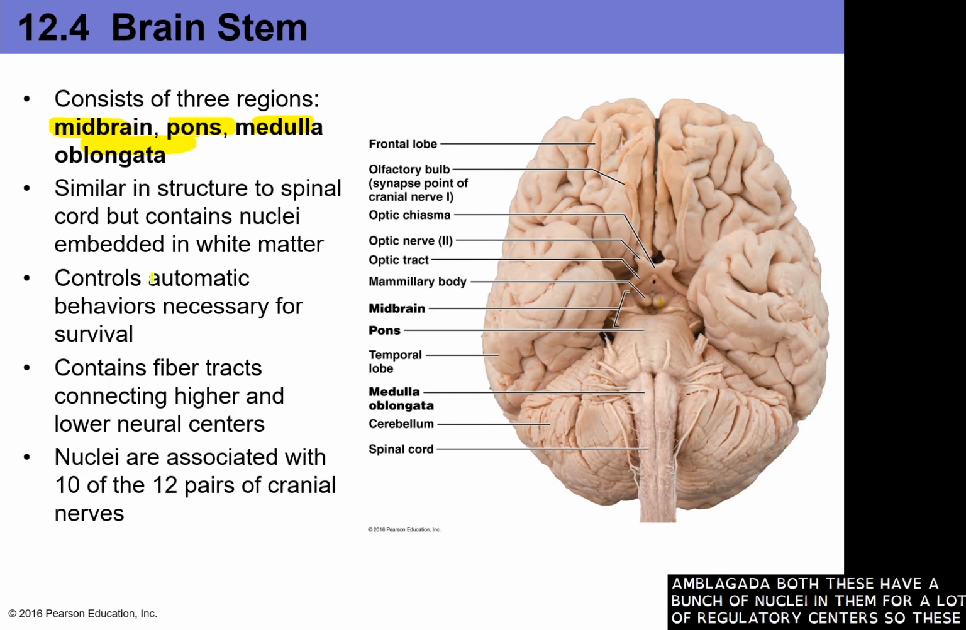So these control automatic behaviors necessary for survival, which is why any injury to the midbrain or the brainstem here is very significant. So something as simple as breathing rate. You have the respiratory ganglia that are in the midbrain and the pons, and they're the major controls of breathing. So if those don't work, you no longer autonomically control breathing, which isn't a good thing. These nuclei are also associated with 10 of the 12 pairs of cranial nerves that we'll talk about next chapter. So all these little nerve fibers coming out here are the cranial nerves that you guys will eventually hate.